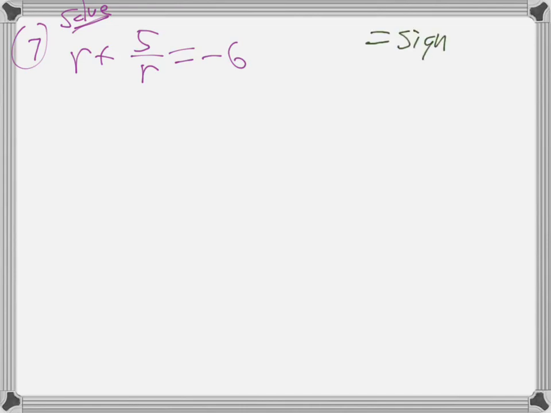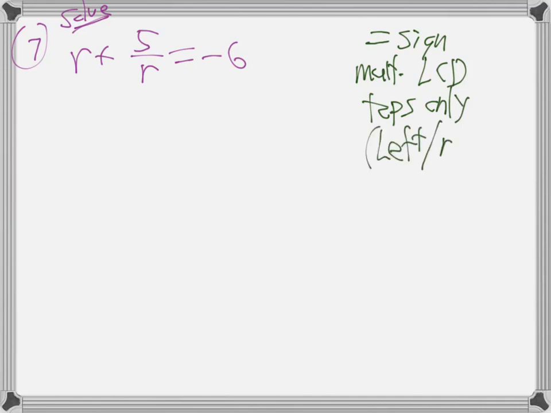Equal sign: multiply the LCD, tops only. Because you're doing it on the left and the right, not the top and the bottom. So that's why I'm not messing with the bottom. This isn't a top-bottom. I have an equal sign. I have a wall. The left side equals the right side. So if the left side and right side are equal, I'm free to just multiply the top. I'm free to multiply by a million if I want to.